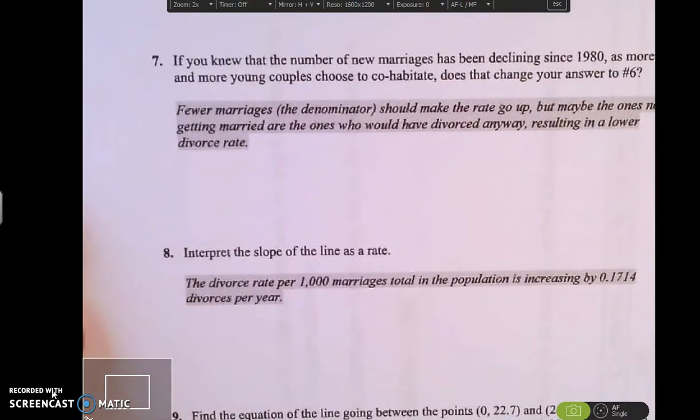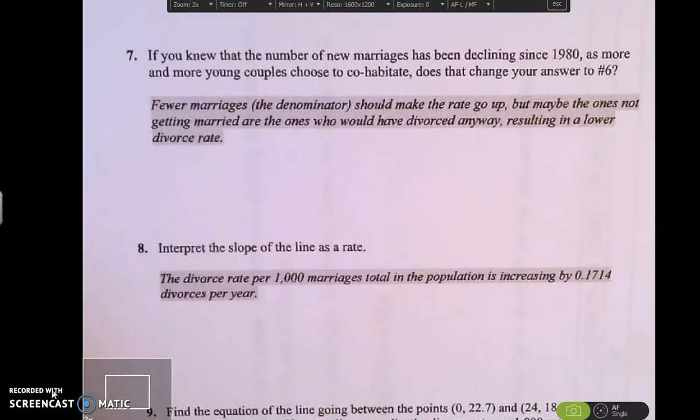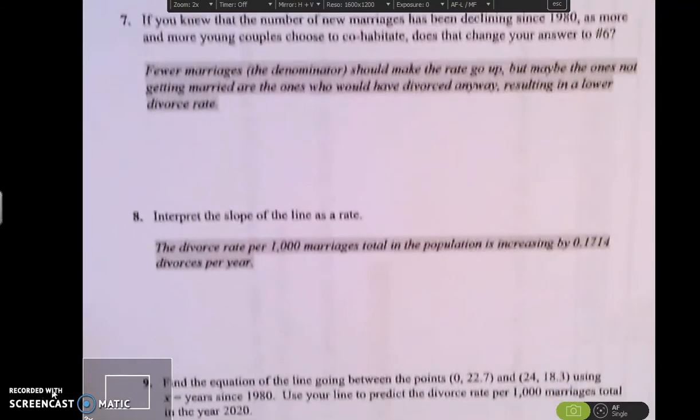Okay, so we have a couple more questions. If you knew the number of new marriages has been declining since 1980, maybe because young couples chose to cohabitate, does that change your answer? That means there are fewer marriages in the denominator, so your rate would go up. But maybe the ones who are not getting married are the ones who would have divorced anyway, resulting in a lower divorce rate. So there's a lot of things to consider. You have to make these judgment calls on your own. There's not necessarily one set answer for these.